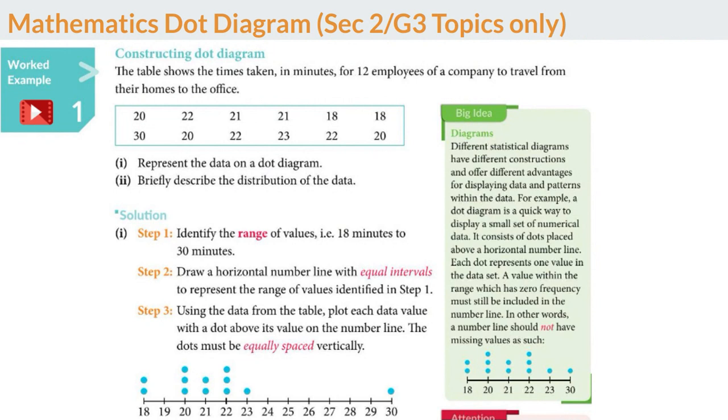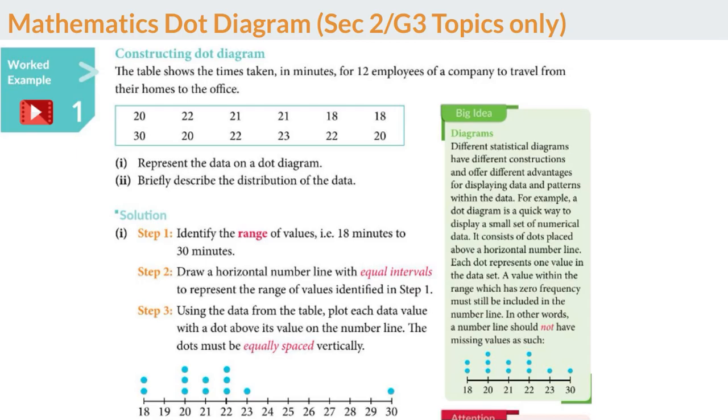Okay, and you will do it in ascending manner, meaning you start from the bottom and go straight to the top. All the way to the top. Number one, you identify the range of values. Number two, you draw a number line, a horizontal number line, because in the past I've seen a vertical number line. I don't know how that's possible.